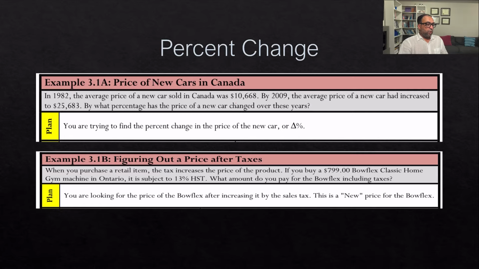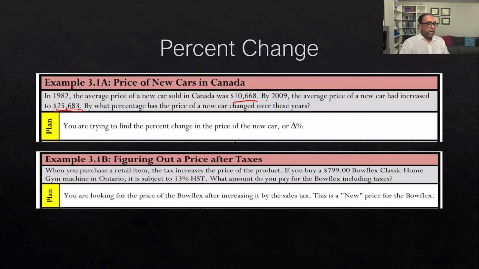Now, if we highlight the information given, this one is the old price of the car, and it was in 1982. And this is the new price according to this data, and it is in 2009. And what we want to calculate is the percentage change. So if I want to calculate percentage change, it is new value minus old value divided by old value times 100.